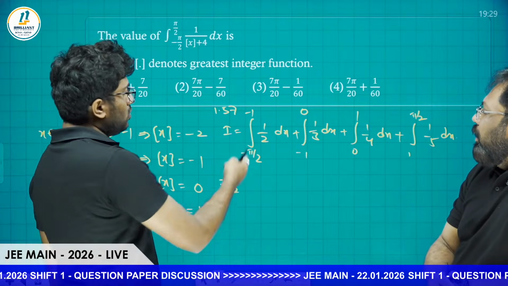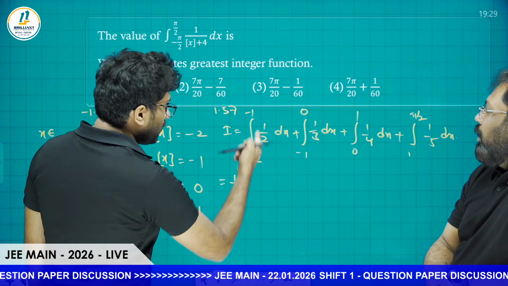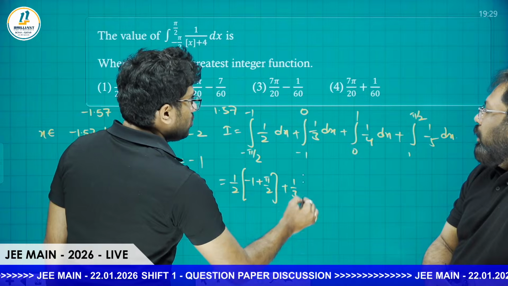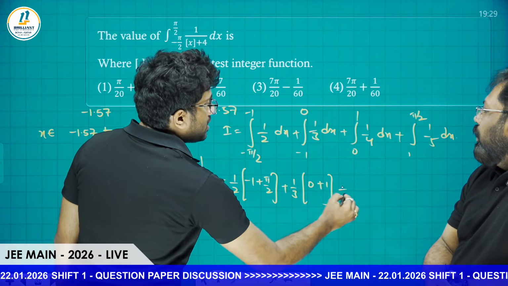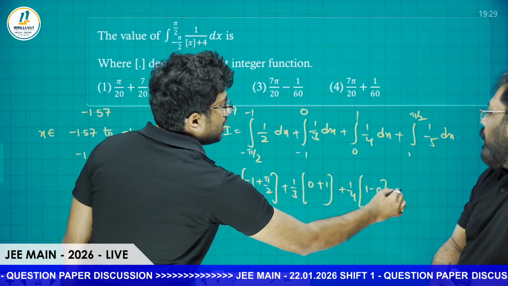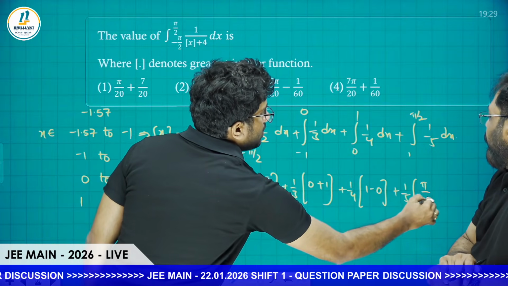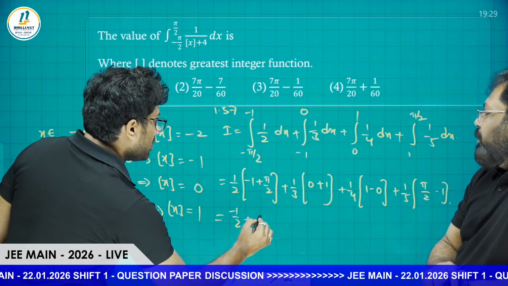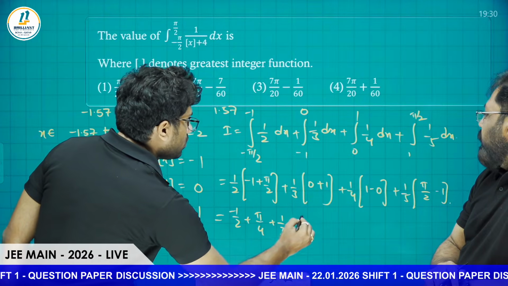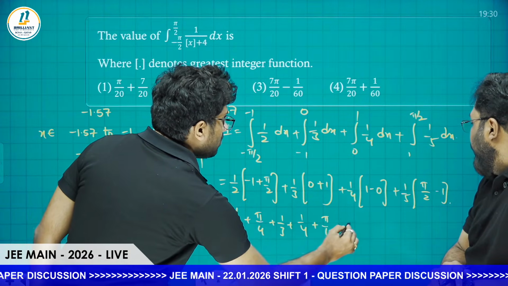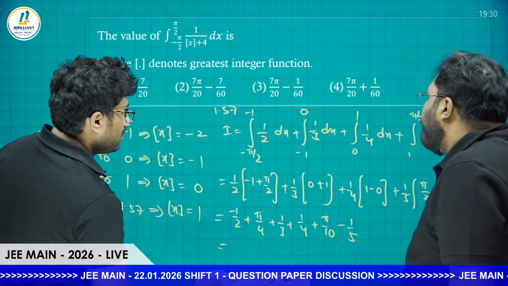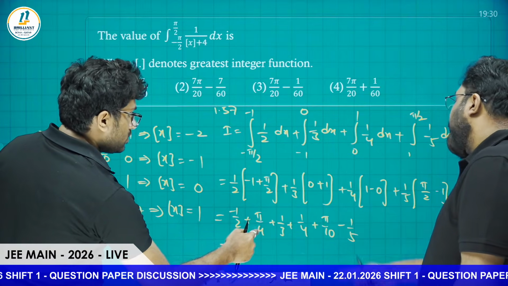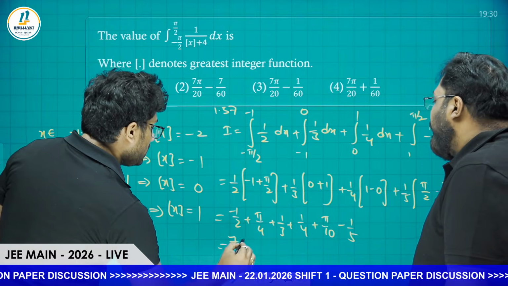If you take 1 by 2 out, the integral of 1 is x, so x from the lower limit to the upper limit: minus 1 plus pi by 2. Plus 1 by 3 times upper limit minus lower limit, plus 1 by 4 times upper limit minus lower limit, plus 1 by 5 times upper limit minus lower limit. If we add these: minus 1 by 2 plus pi by 4, plus 1 by 3, plus 1 by 4, plus pi by 10 minus 1 by 5. Now pi by 4 plus pi by 10, the pis will be together. LCM 20: 5 pi plus 2 pi, that is 7 pi by 20.